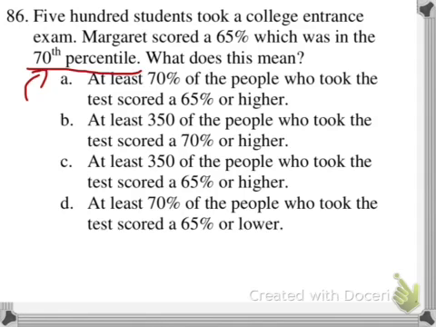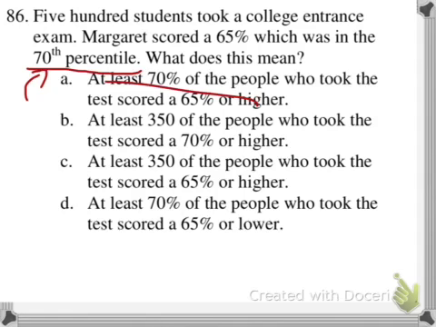So let's just check all these sentences and see if we can weed out some. The first one said at least 70% of the people who took the test scored higher than 65%. Well, that can't be right because that would say that they scored higher than her. So that's not true. So at least 350 of the people who took the test scored 70% or higher. Well, I have no idea. Let's just leave that one alone for right now, because it doesn't tell us how many people took the test. Same with the next one.